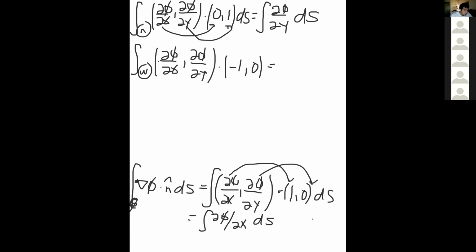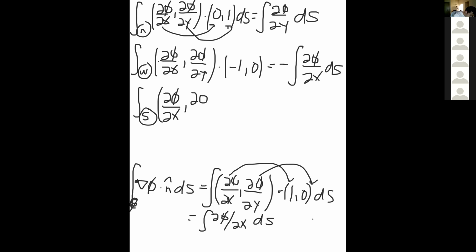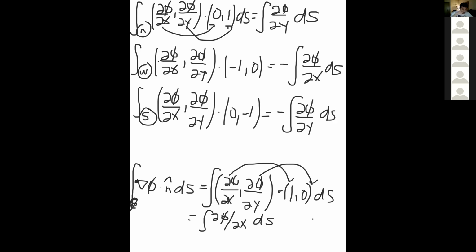Okay. Now let's do the west face. On the west face, our normal vector is -1, 0. So what this gives us is minus the integral of d phi dx ds. And then finally, let's do the south face, which looks like that.